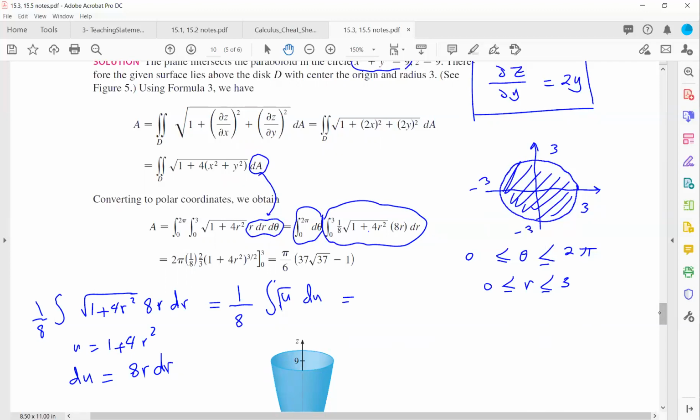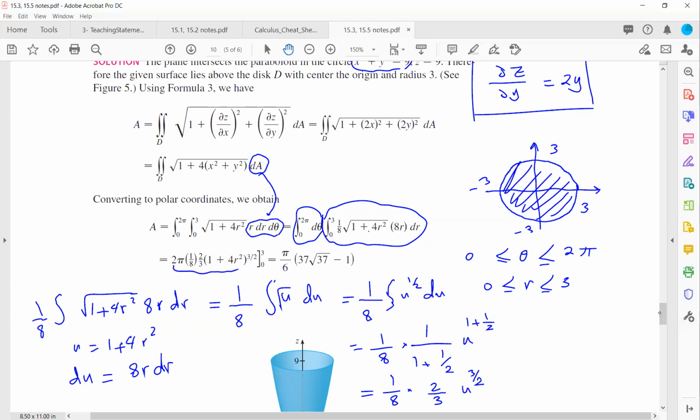Now this integral is equal to 1/8. This is u to the 1/2, so let me write the whole thing for you. The integral of u to the 1/2 du, which is 1/8 times 1 over 1 plus a half, u to the 1 plus a half, which is 1/8 times 2/3, u to the 3/2. This guy is coming from this calculation.